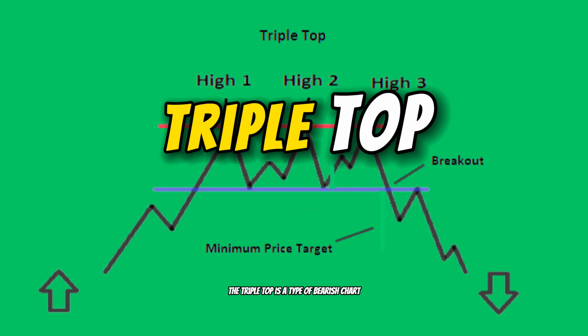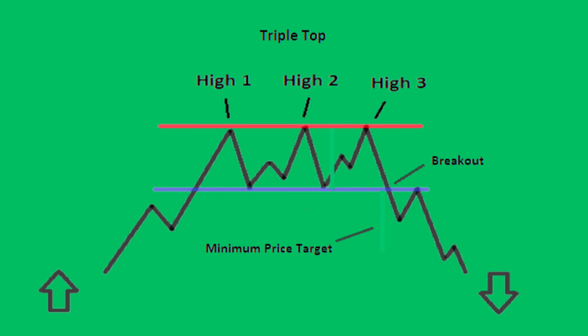The triple top is a type of bearish chart pattern used in technical analysis to predict the reversal of an asset's price movement, consisting of three peaks. A triple top indicates that the asset can no longer rise and that prices may go lower. Triple top patterns can appear in all time periods, but for a pattern to be considered a triple top, it must appear after an upward trend.